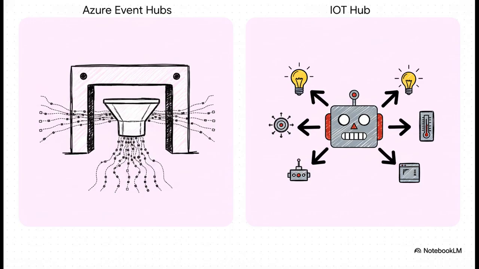Then you have IoT Hub. This one is way more specialized. It's built specifically for the Internet of Things, and it provides not just ingestion, but also device management and secure two-way communication. That means you can send commands back to the device, not just receive data from it.